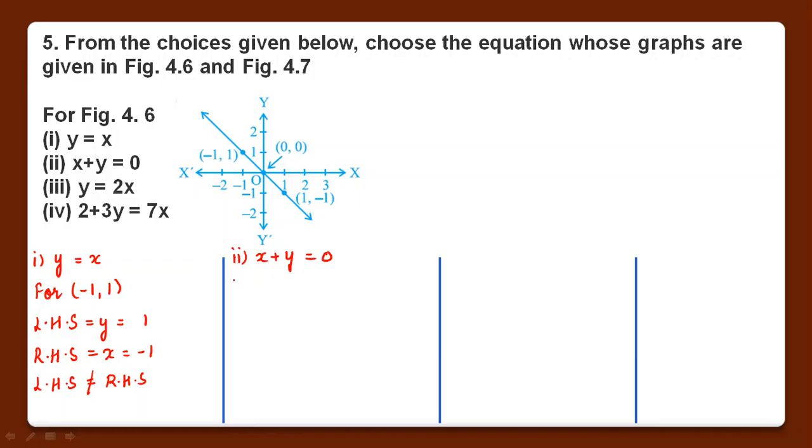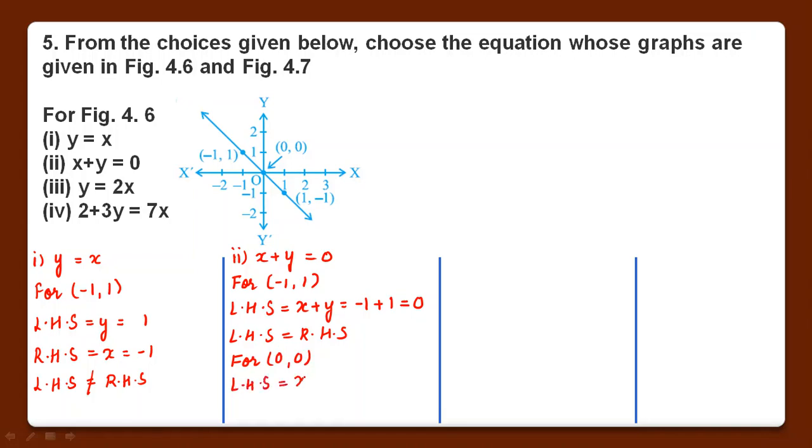x plus y equals to 0. First of all we'll check for -1. LHS is equals to x plus y equals to -1 plus 1, that is 0. LHS is equals to RHS. इस पॉइंट के लिए तो सेटिस्फाई कर गया. Then for the second point 0 के लिए चेक करते हैं. LHS is equals to x plus y equals to 0 plus 0, that is 0. Again LHS equals to RHS आ गया हमारे दूसरे पॉइंट के लिए भी.